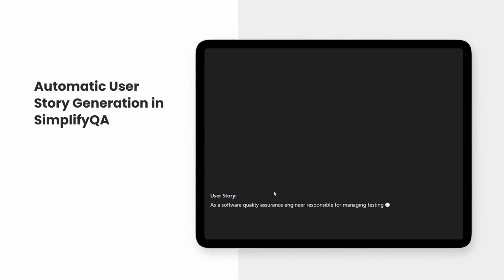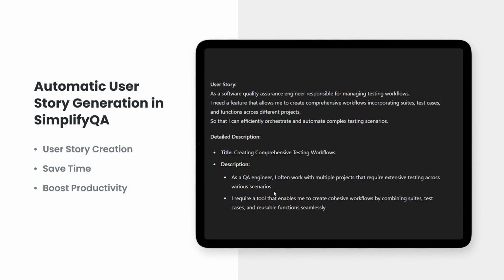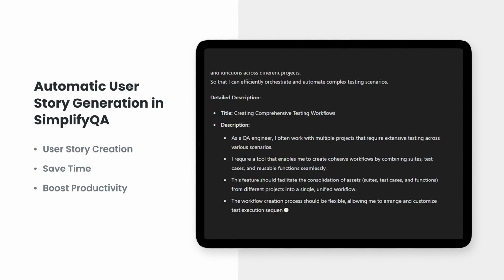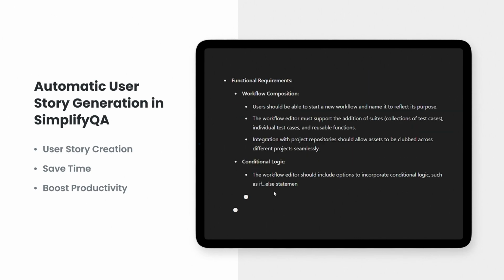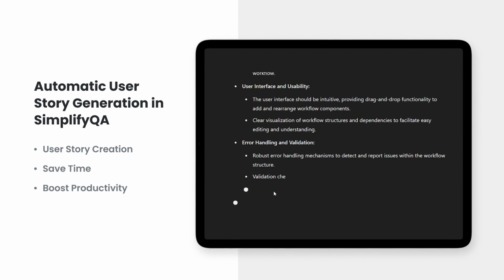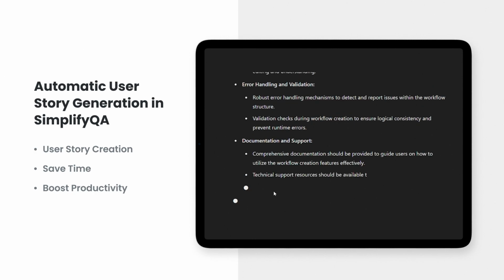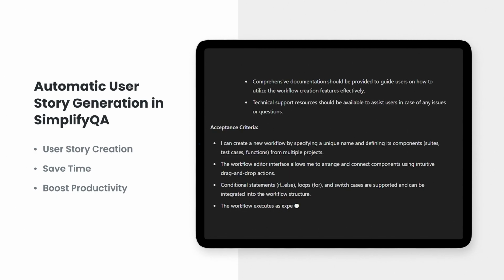Automatic user story generation in SimplifyQA. SimplifyQA's automatic user story generation feature intelligently creates user stories based on project requirements, saving time and ensuring consistency. This AI-powered tool enhances productivity by quickly generating detailed and accurate user stories, allowing teams to focus on development and delivery.